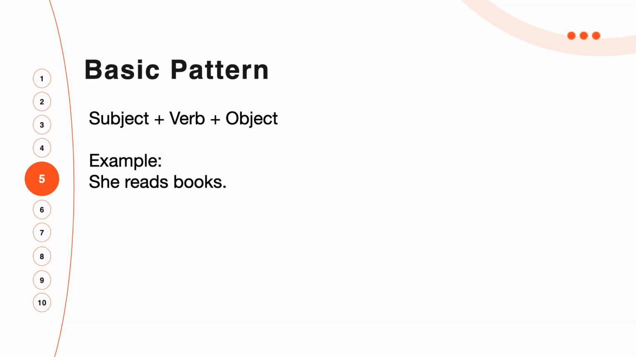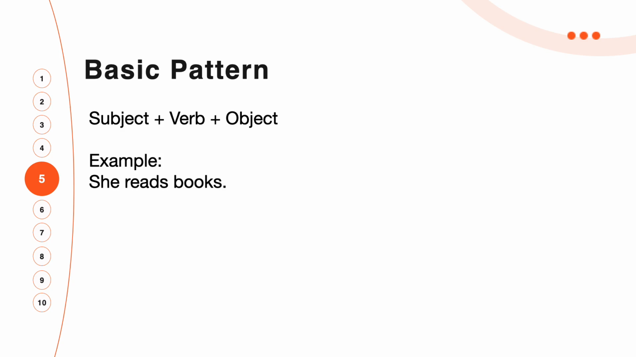The subject tells us who or what performed the action. The verb tells us what action is happening. The object tells us what received the action. We use this structure because English relies heavily on word order. If we change the order, the meaning becomes confusing.